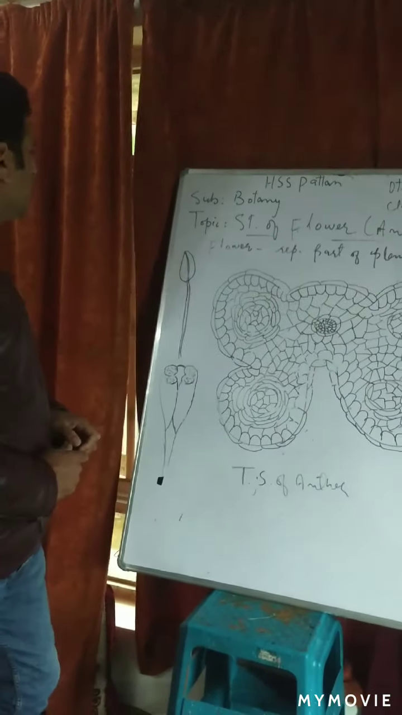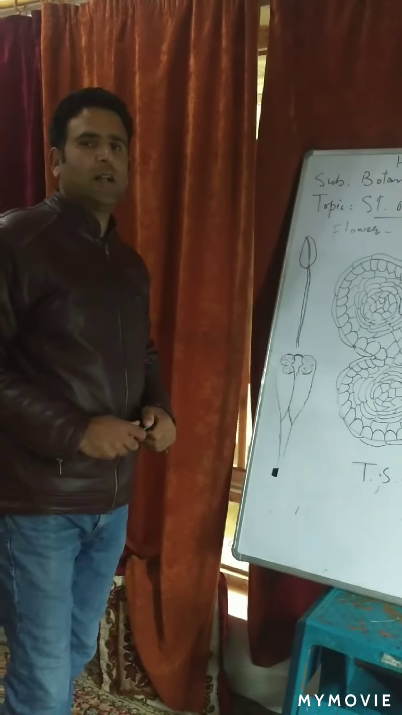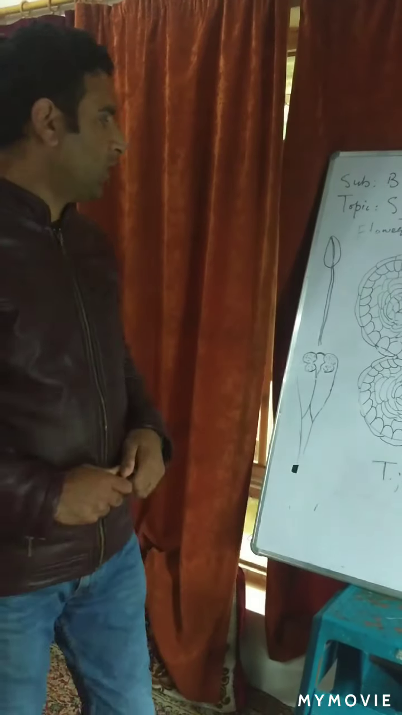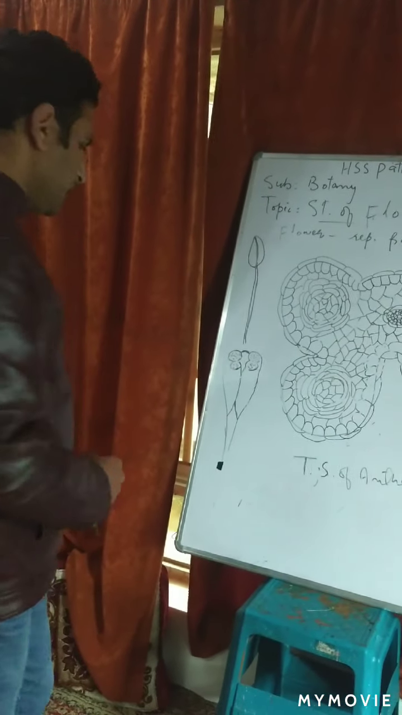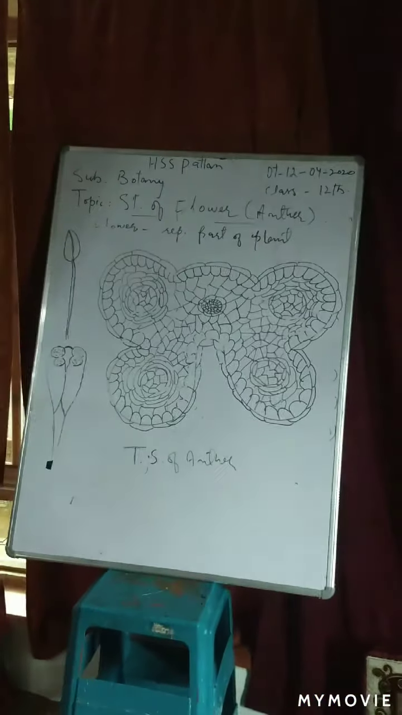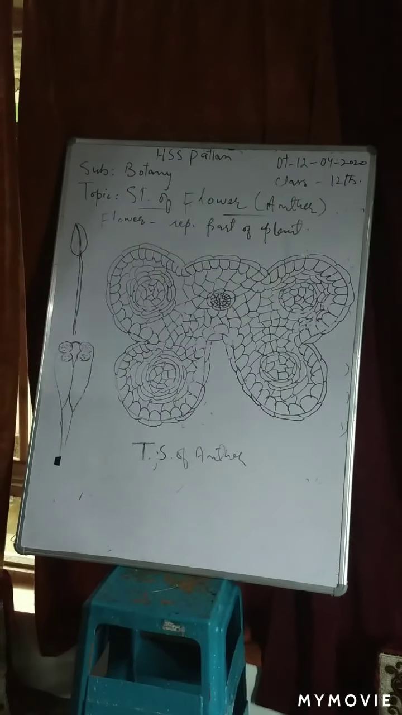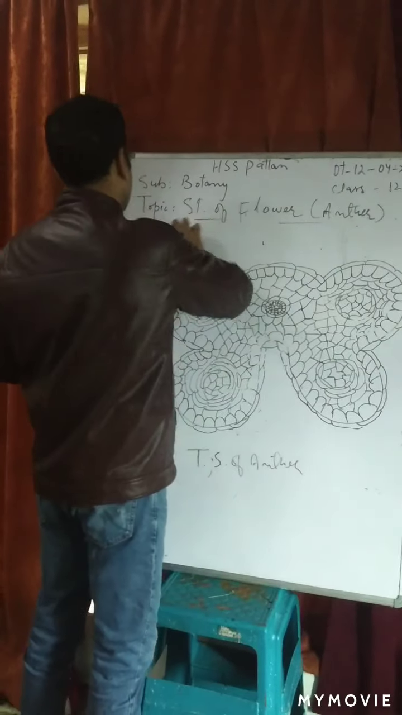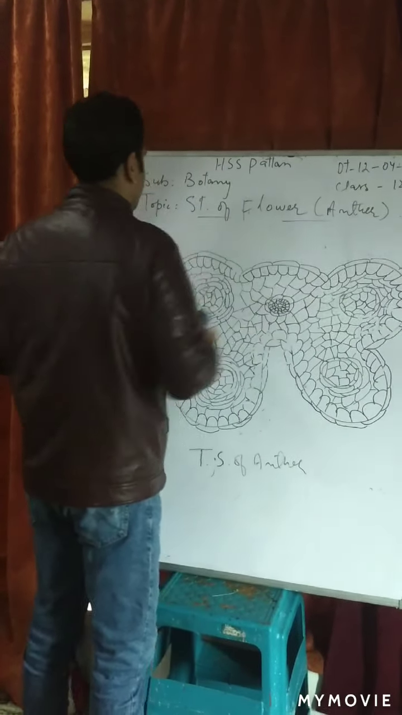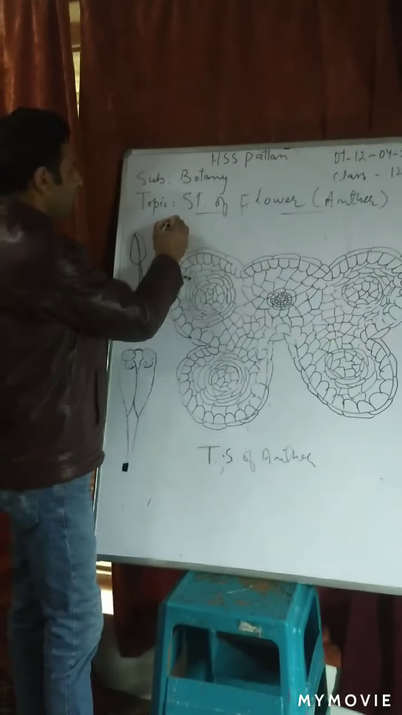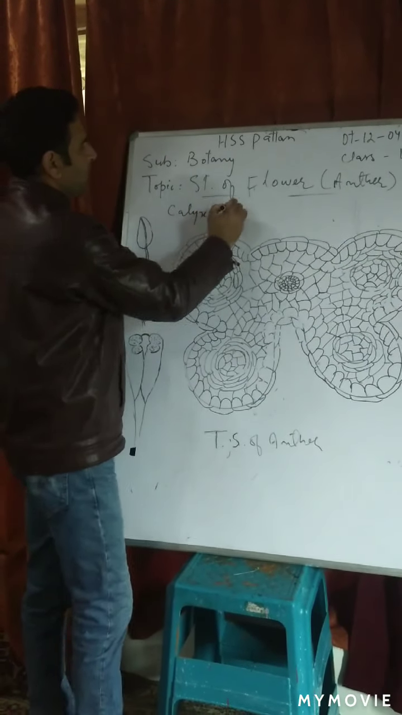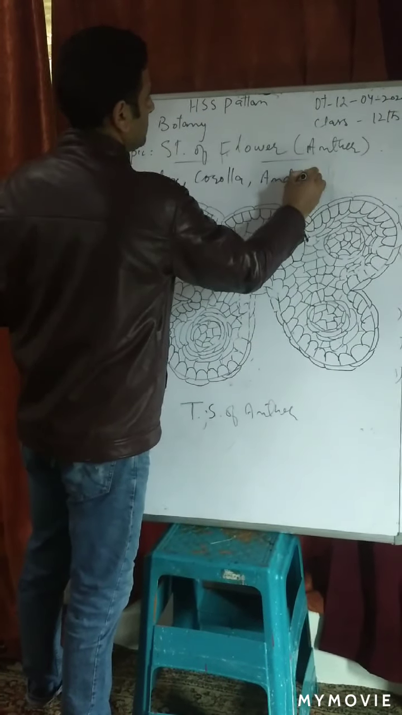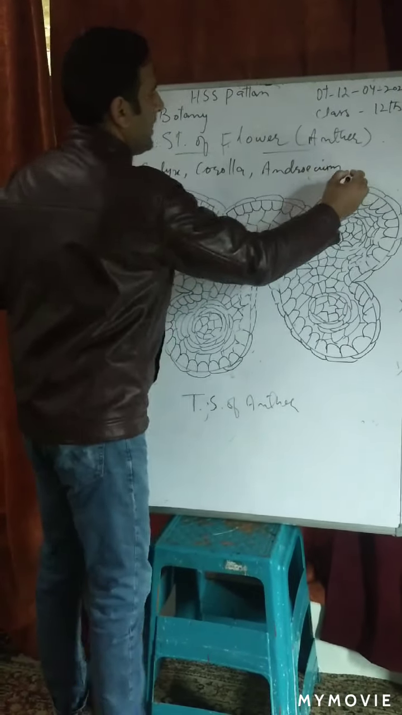Now let's try to understand what this flower looks like, what are the different whorls it is made up of. As you are already aware, flower is made up of different whorls, the thing that we have already studied. Let us just have a recap of that. Flower is made up of calyx, corolla, androecium and gynoecium.